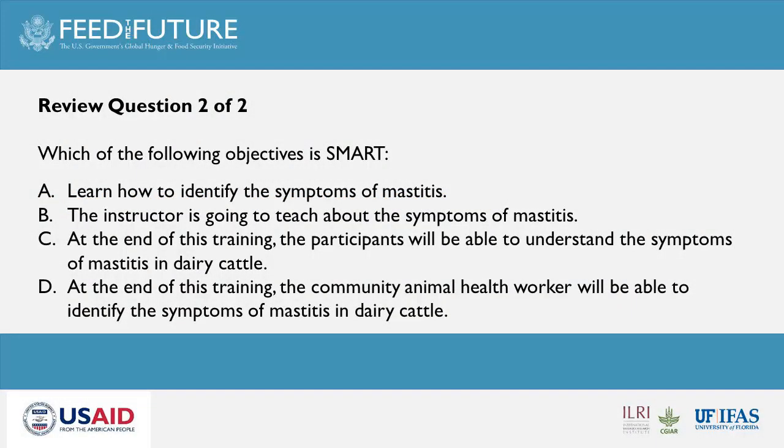Which of the following objectives is SMART? A, learn how to identify the symptoms of mastitis. B, the instructor is going to teach about the symptoms of mastitis. C, at the end of this training, the participants will be able to understand the symptoms of mastitis in dairy cattle. Or D, at the end of this training, the community animal health worker will be able to identify the symptoms of mastitis in dairy cattle.